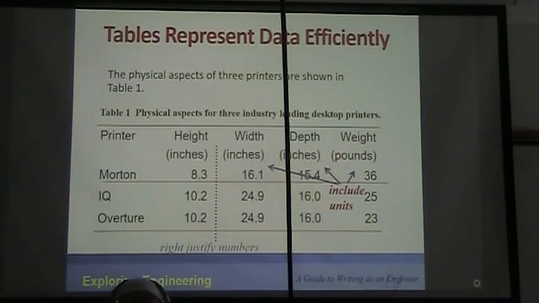Okay, so we want to represent data as effectively as we can. All right, so this table 1 is about 3 different printers, a Morton, an IQ, and an Overture. Boy, I don't even know if those are real printers or not. All right, so one thing they put down is the height in inches. Okay, so we've got that comparison. We've got the width in inches as well, back and forth. The depth in inches, right? So that gives you the cubic volume that a printer would occupy, and the weight in pounds. You'll notice all of these say what is the type of unit that we're using.